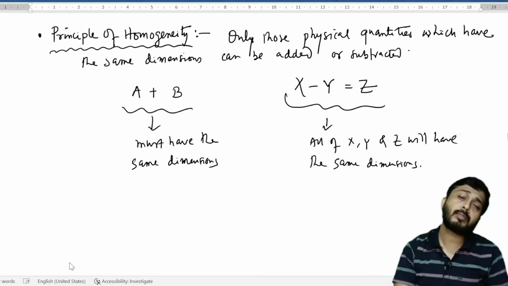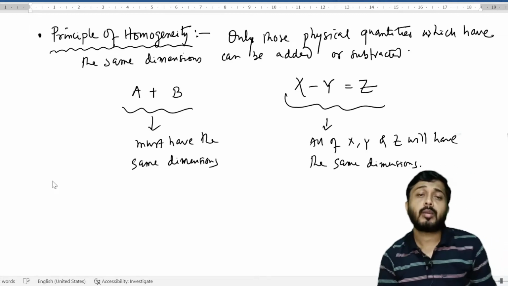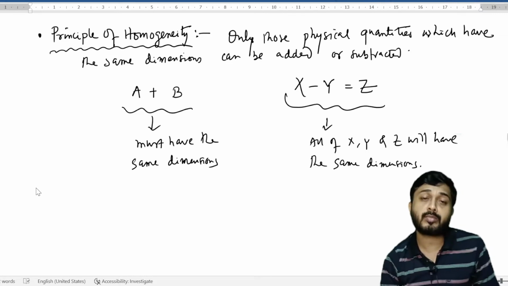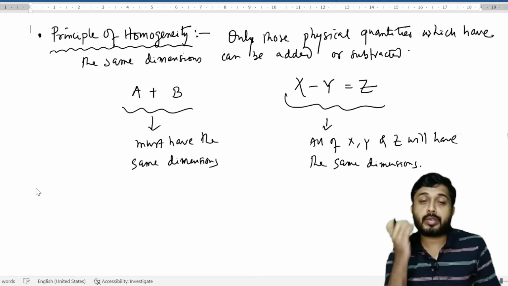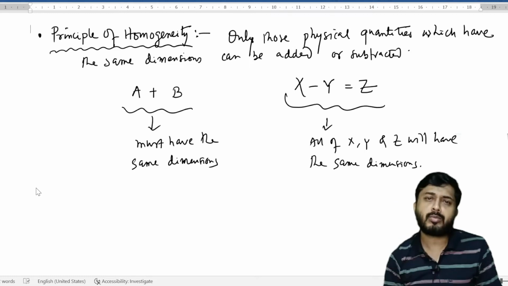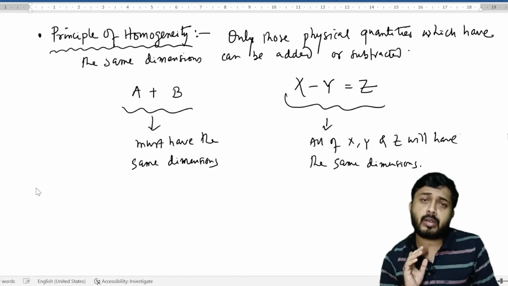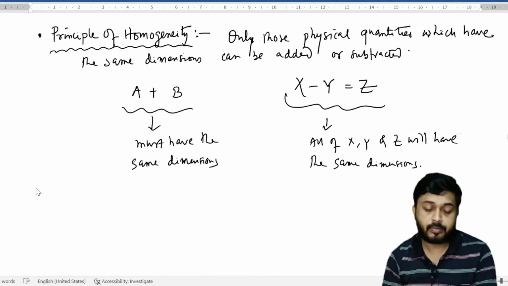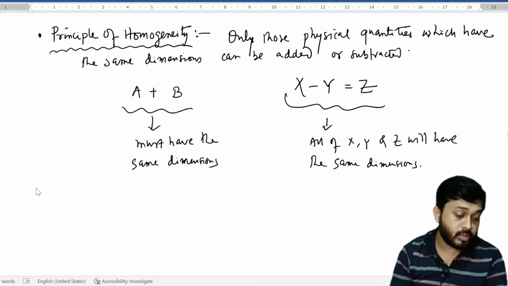There can simply be no exception to this rule, because if this rule is violated somewhere, then that equation of physics will be a dimensionally incorrect equation, and that will not be accepted and taken for granted. Is it clear? So the principle of homogeneity is crucial and has to be obeyed for an equation of physics to be dimensionally correct.